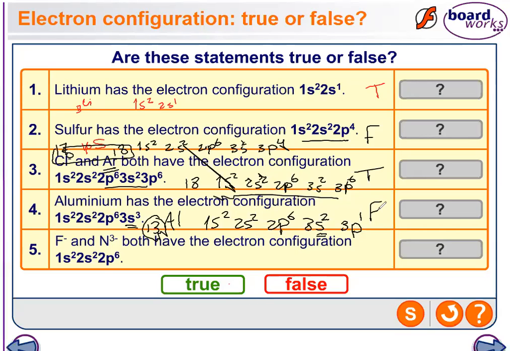So here we said that fluorine -1 and nitrogen -3 both have the same electron configuration. Fluorine is 9, nitrogen is 7. As fluorine gains 1 electron, it will be 10, and as nitrogen gains 3 electrons, it becomes an ion that gained 3 electrons, so it will be 10 also. Both have the same number, but do they have the same configuration? Let's check. 1s2, 2s2, 2p6, a total of 10. So it's true. Is it clear for you guys?